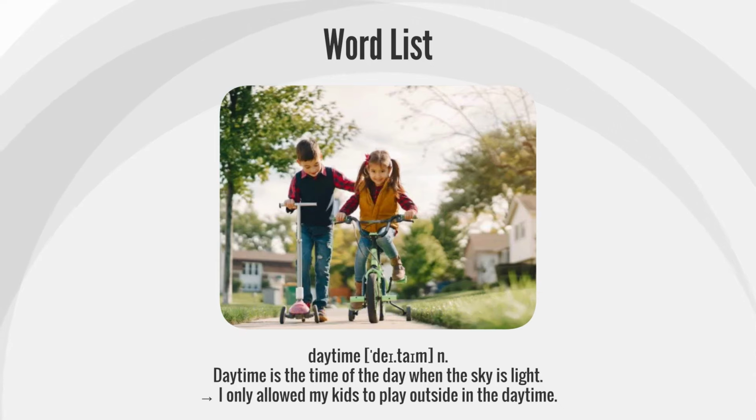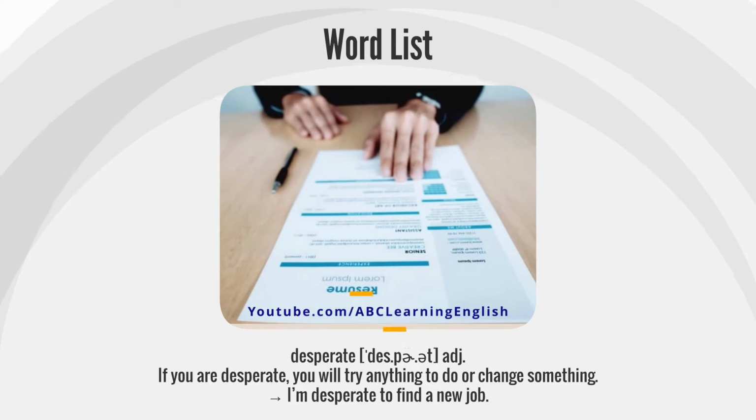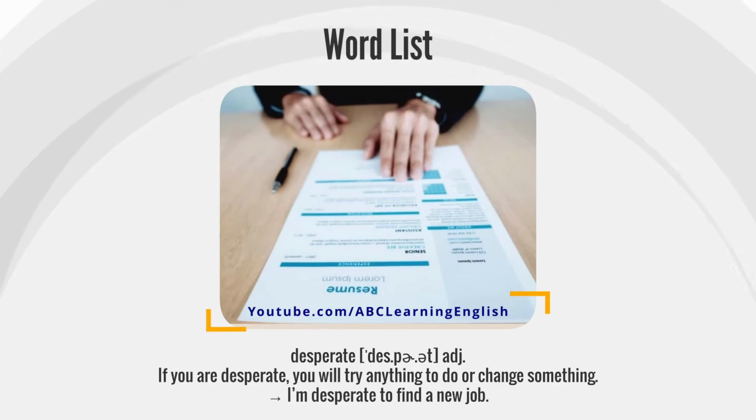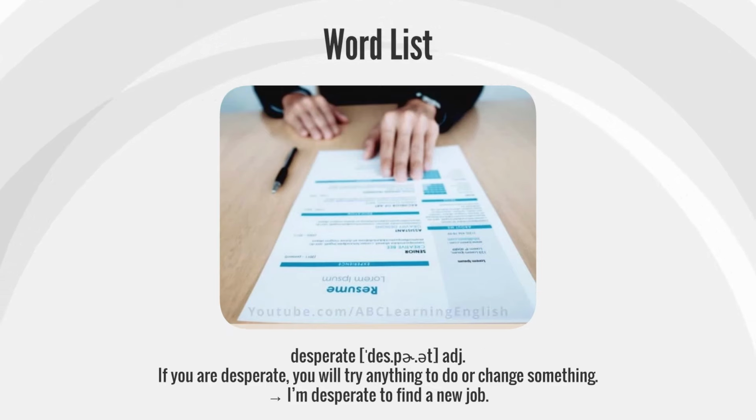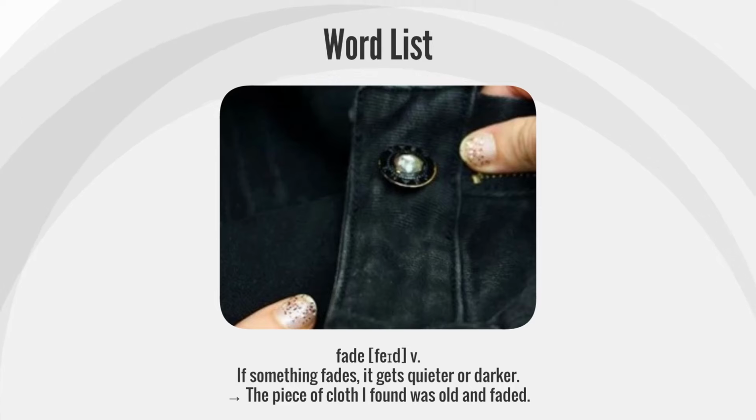Daytime. Daytime is the time of the day when the sky is light. I only allowed my kids to play outside in the daytime. Desperate. If you are desperate, you will try anything to do or change something. I'm desperate to find a new job. Fade. If something fades, it gets quieter or darker. The piece of cloth I found was old and faded.